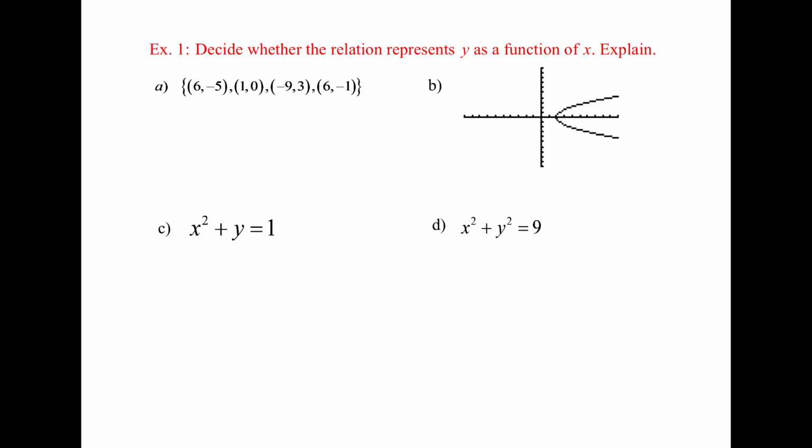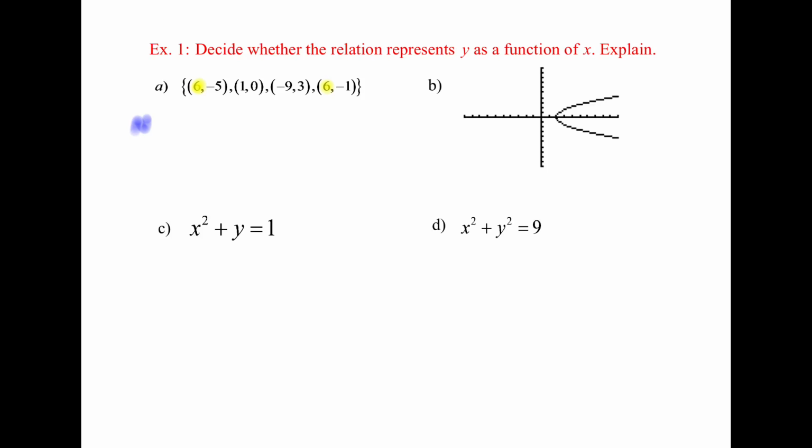So does it represent a function? Do we have an x value, our independent variable, going to two y values or more? You can see that this 6 and this 6 are going to two different y values. 6 is being mapped to -5 and 6 is being mapped to -1. So therefore this is not a function.